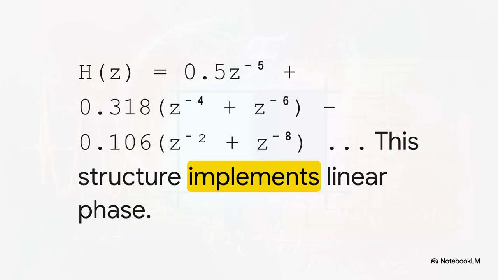And this symmetry also makes for a really efficient filter. When we build the transfer function h of z, we can be clever about it and group the coefficients in pairs. See how the terms for z to the -4 and -6 are paired up? They share the exact same coefficient. This structure is exactly how we build a linear phase filter in the real world.